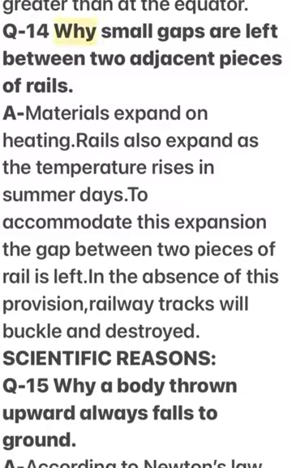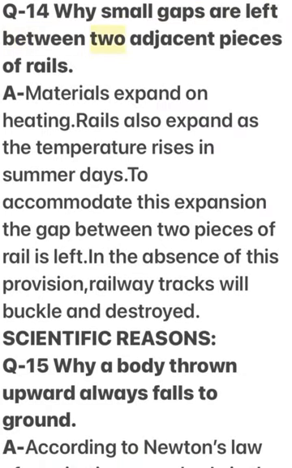Q14. Why are small gaps left between two adjacent pieces of rails? A. Materials expand on heating. Rails also expand as the temperature rises on summer days. To accommodate this expansion, a gap between two pieces of rail is left. In the absence of this provision, railway tracks will buckle and be destroyed.